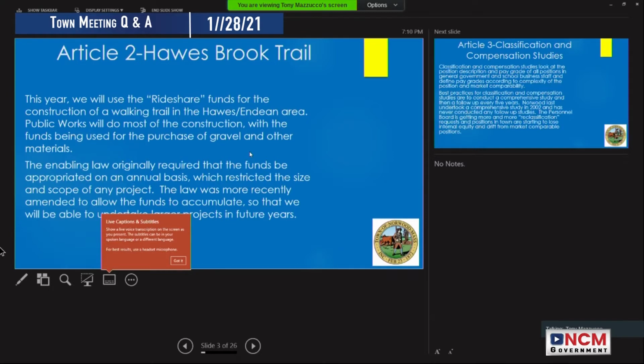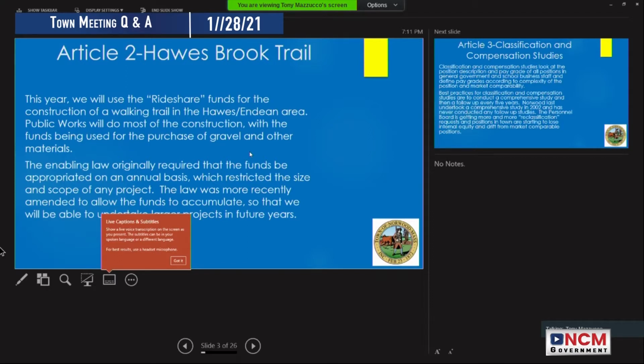Article 2 would be appropriating money from our transportation fund, our rideshare funds, for a trail around Hawes Brook. Now, these funds, believe it or not, when you take an Uber into Norwood or out of Norwood, the state assesses a tax, and we get a small piece of that tax. In this case, it's about $19,000 a year. This number will come down, I'm assuming, quite a bit in subsequent years as a result of COVID.